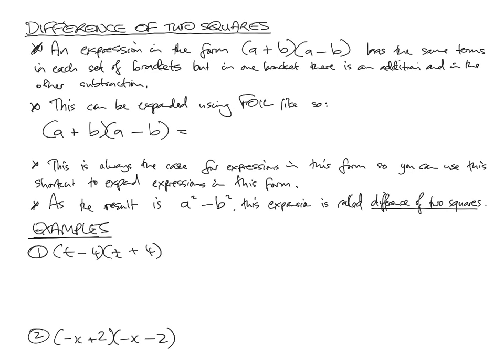This is another video. This one is on the difference of two squares expansion. So if you've got an expression in this form, where you've got two terms being added together in brackets, multiplied by those same two terms but being subtracted in another set of brackets, you can expand it using FOIL as previous, okay?